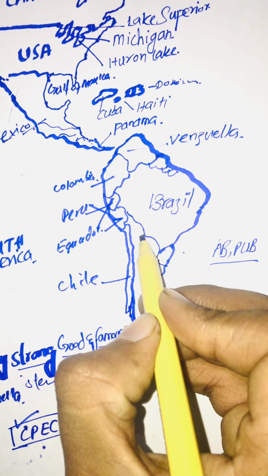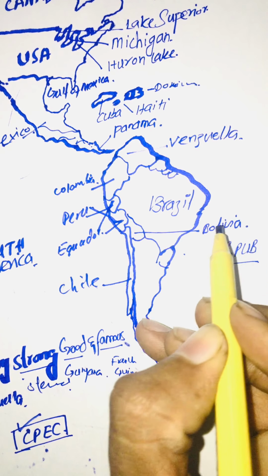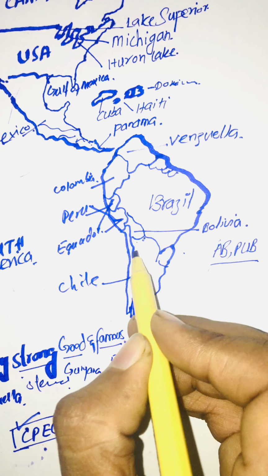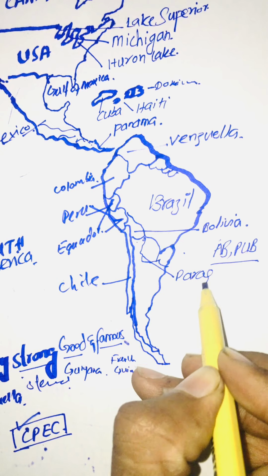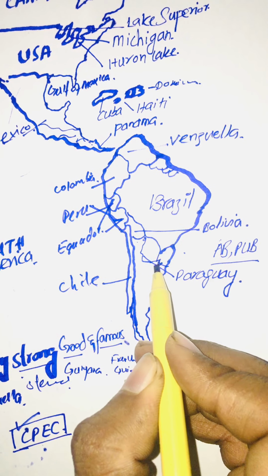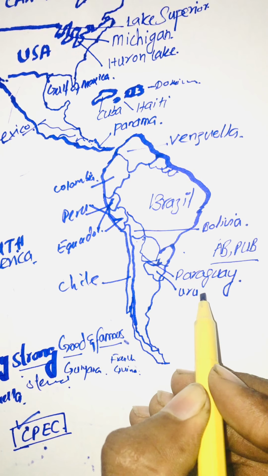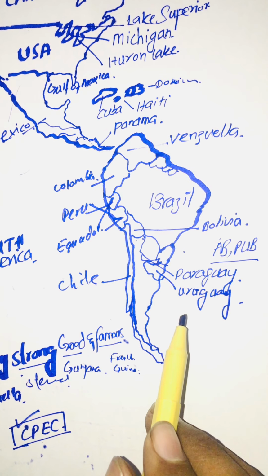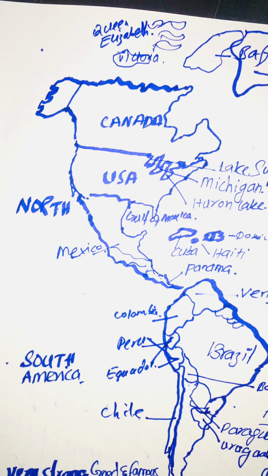After that, there is a small country here which is called Bolivia. And again, there is a country which is called Paraguay. And here there is Uruguay. Uruguay. So these are all the countries in South America. And I hope everyone has understood very well.